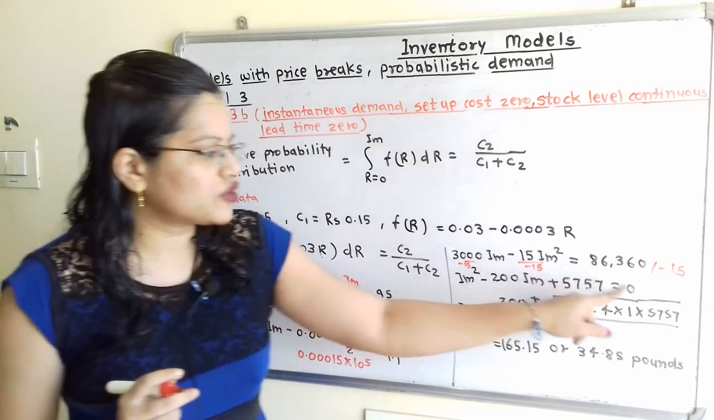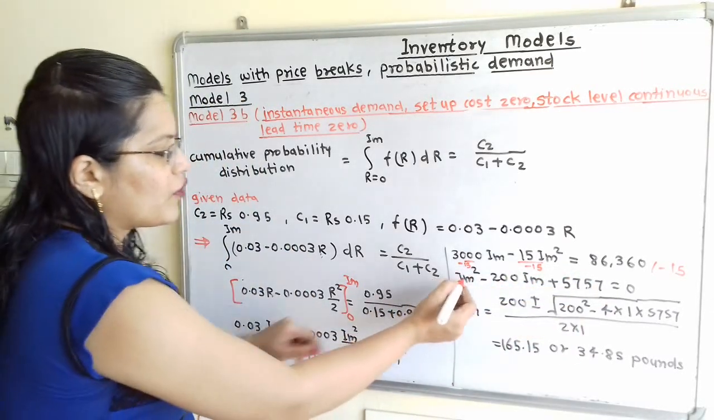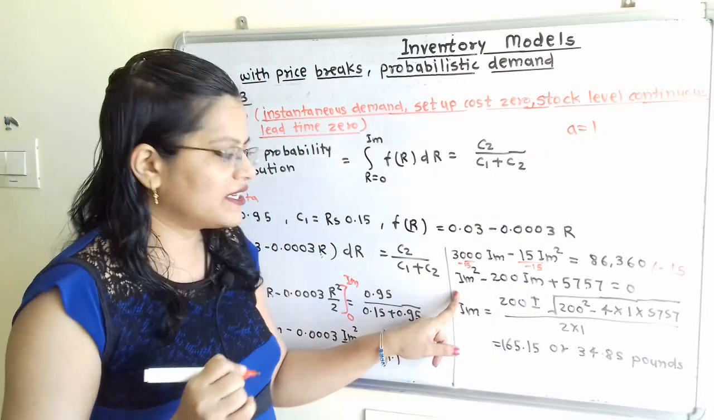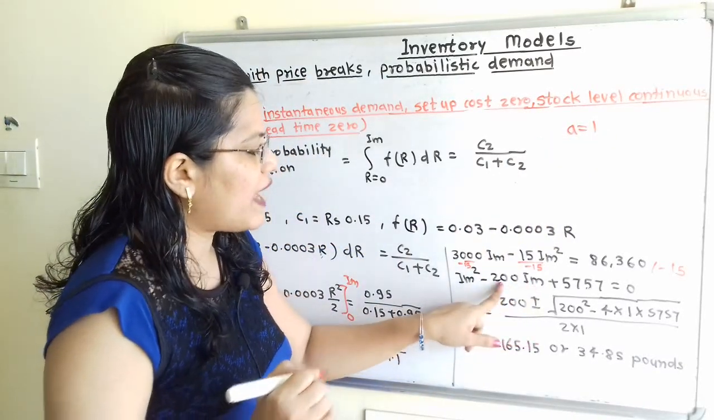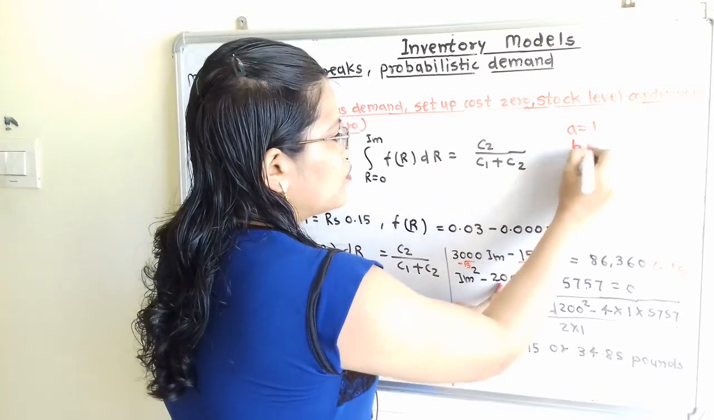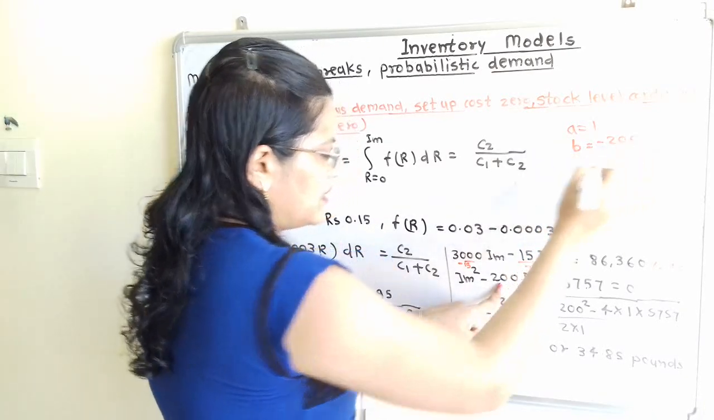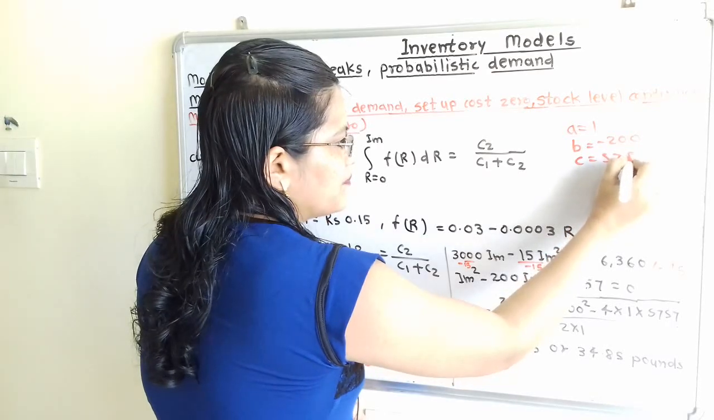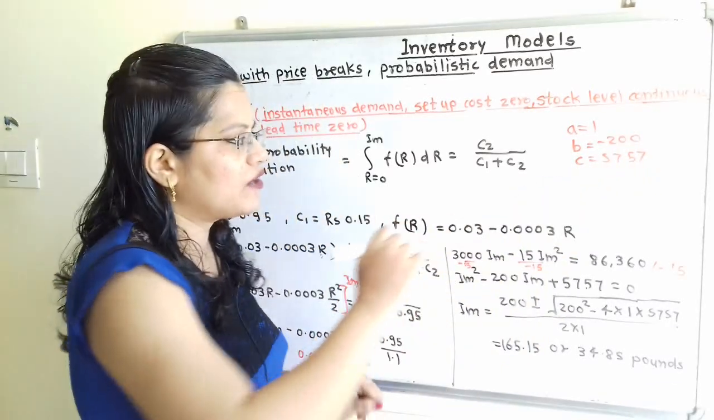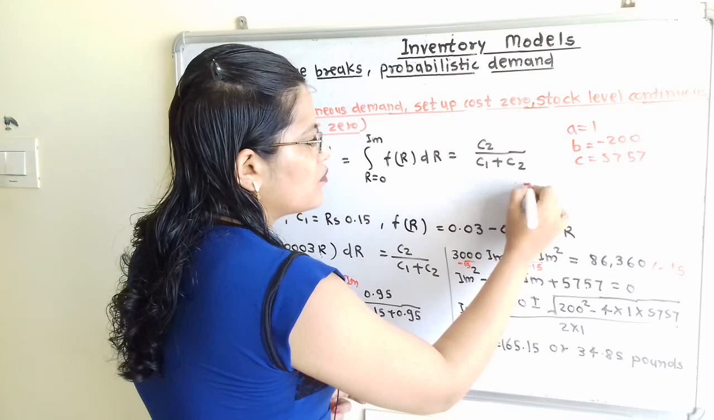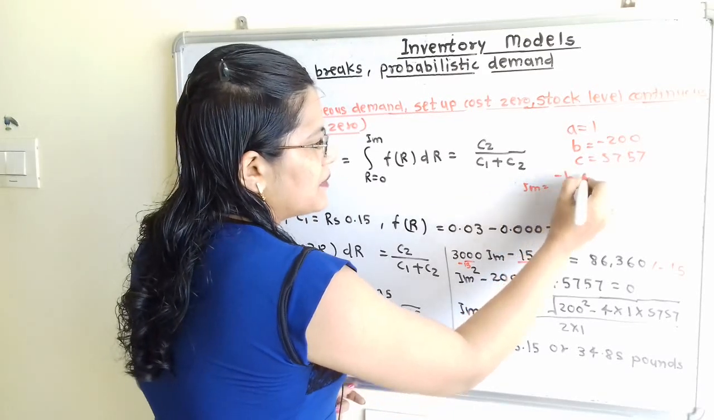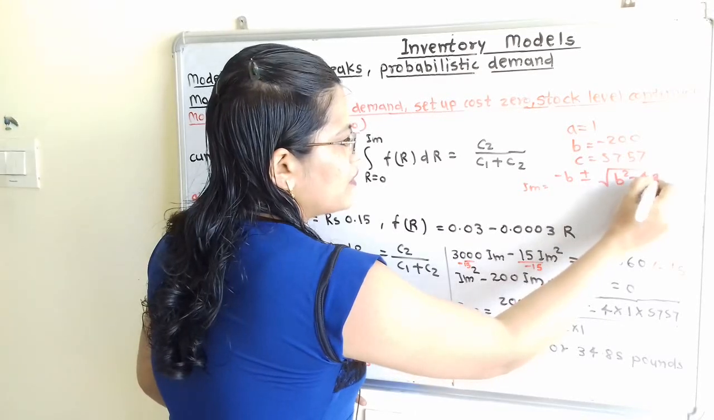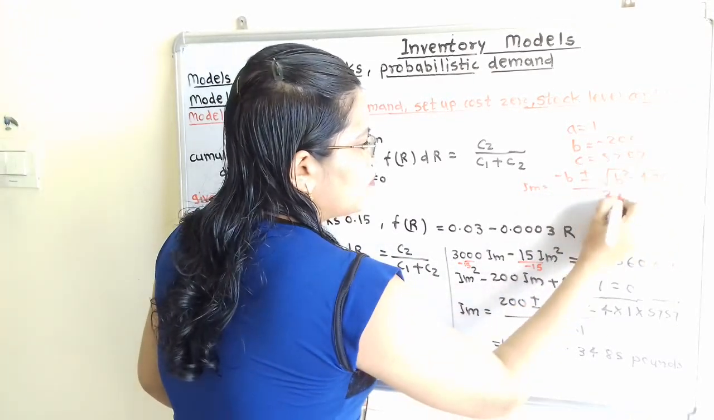Now how can we solve this? If we observe, the coefficient of Im square is equal to 1, so we will consider A is equal to 1. The coefficient of Im is minus 200, so B is equal to minus 200. And this constant C is 5757. So how to find out the value of Im? We have the formula: minus B plus minus under root of B square minus 4AC, divided by 2A.